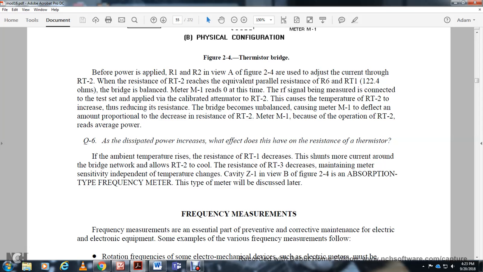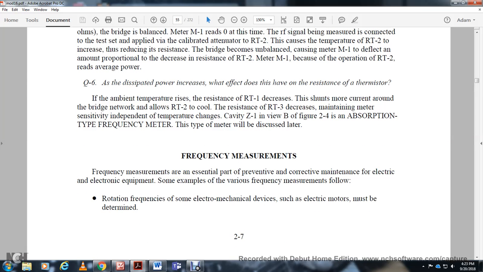If the ambient temperature changes, the resistance of the thermistor decreases, shunting more around the bridge with the compensating thermistors, which maintains the sense independent of temperature change. Cavity Z1 is in view B of figure 2-4, with the absorption type frequency meter, which we'll discuss later.